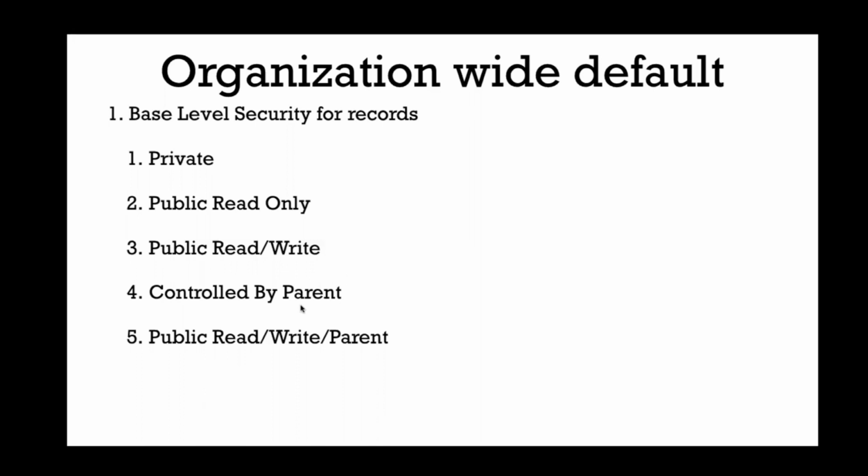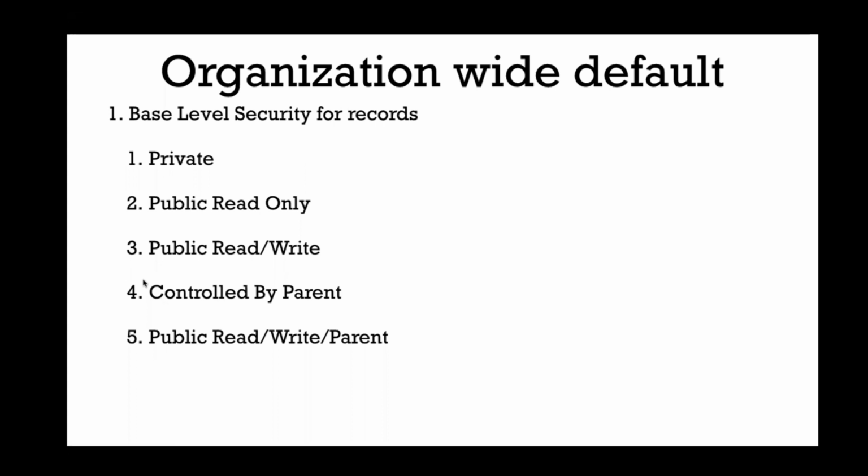When this is available, it will be available for the child object, if those two objects are related with master detail. Suppose that we have one custom object called invoice, and we have another custom object called invoice line item. Those two objects are related with master detail. Then the invoice line item OWD will always be controlled by parent.